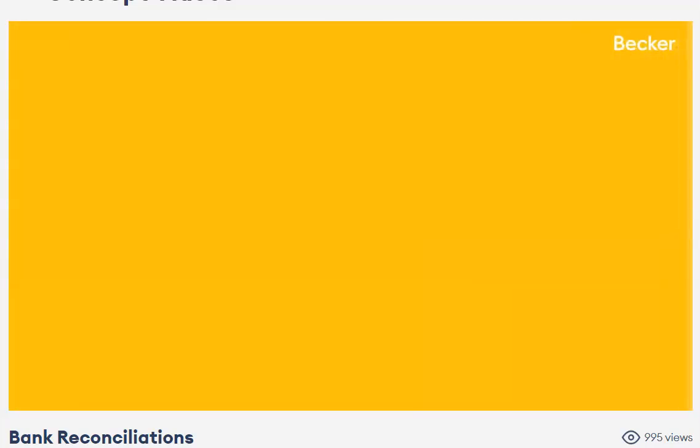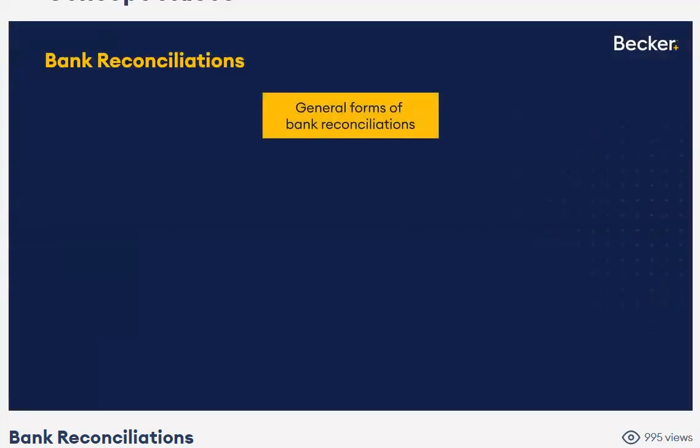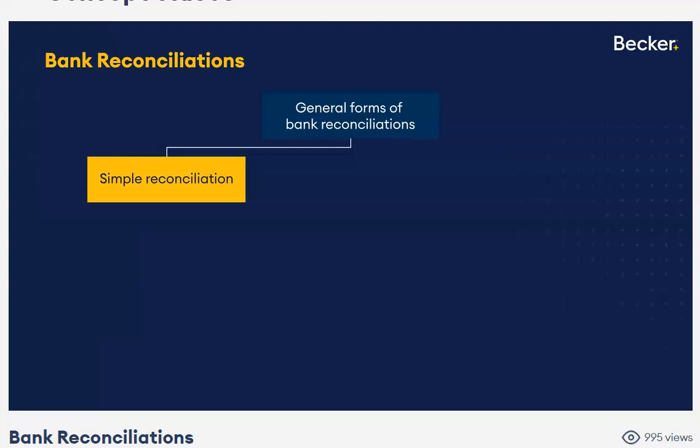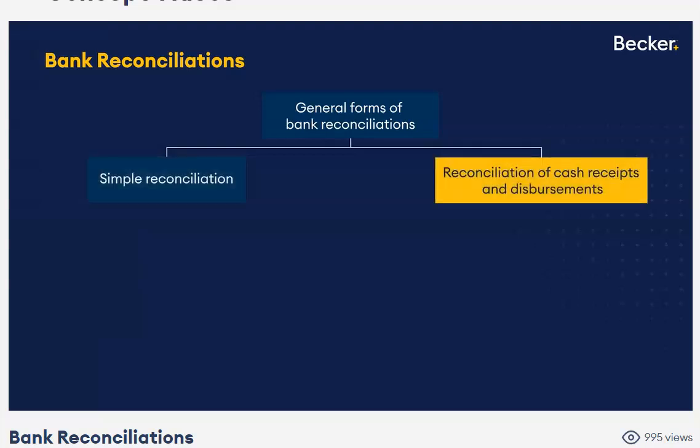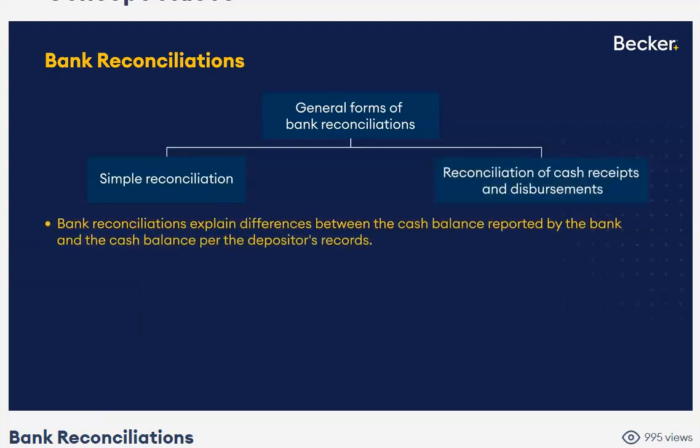So here we go. There are two general forms of a bank reconciliation. Most of us are very familiar with the simple reconciliation, but there's something called a reconciliation of cash receipts and disbursements that I'll show you later. Bottom line, a reconciliation is going to explain the difference between what? The cash balance in the bank versus the cash balance on the books. The goal is to come up with a quote unquote true balance that we can then report on the balance sheet.